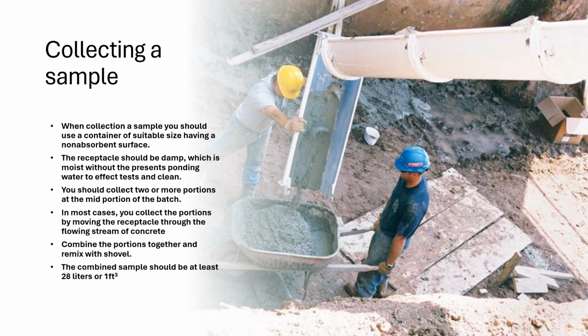Collecting a sample. When collecting a sample, you should use a container of suitable size having a non-absorptive surface. The receptacle should be damp, which is moist without the presence of ponding water to affect the test, and be clean. You should collect 2 or more portions from the mid portion of the batch. In most cases, you collect the portions by moving the receptacle through the flowing stream of concrete. Combine the portions together and remix with a shovel. The combined sample should be at least 28 liters or 1 cubic foot.